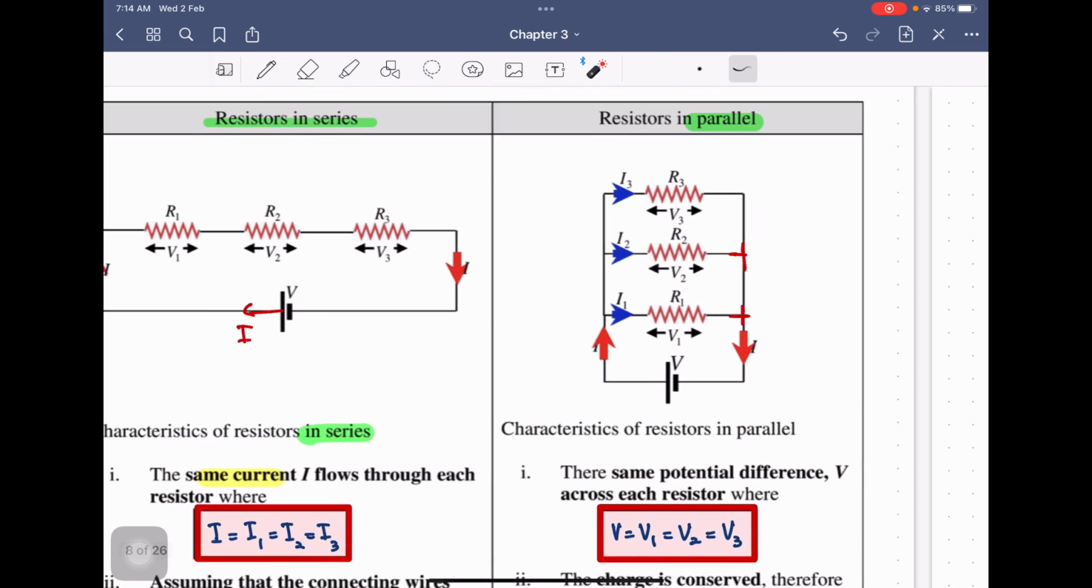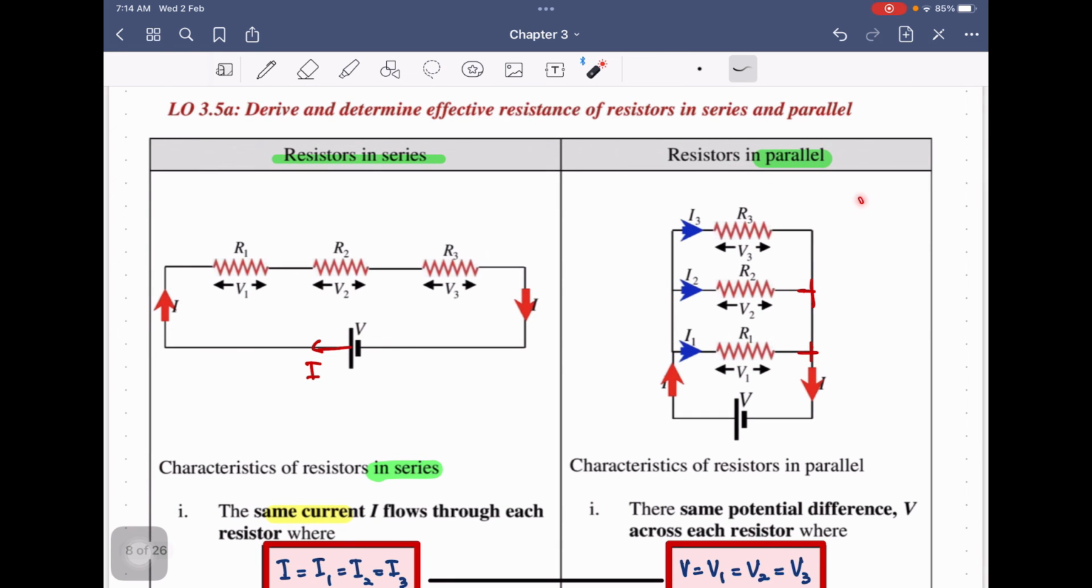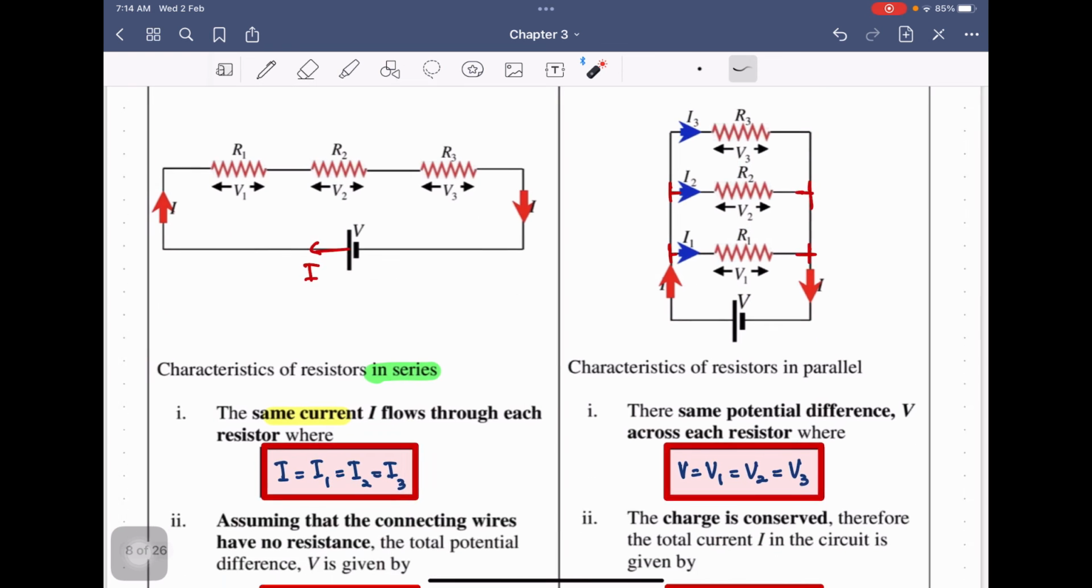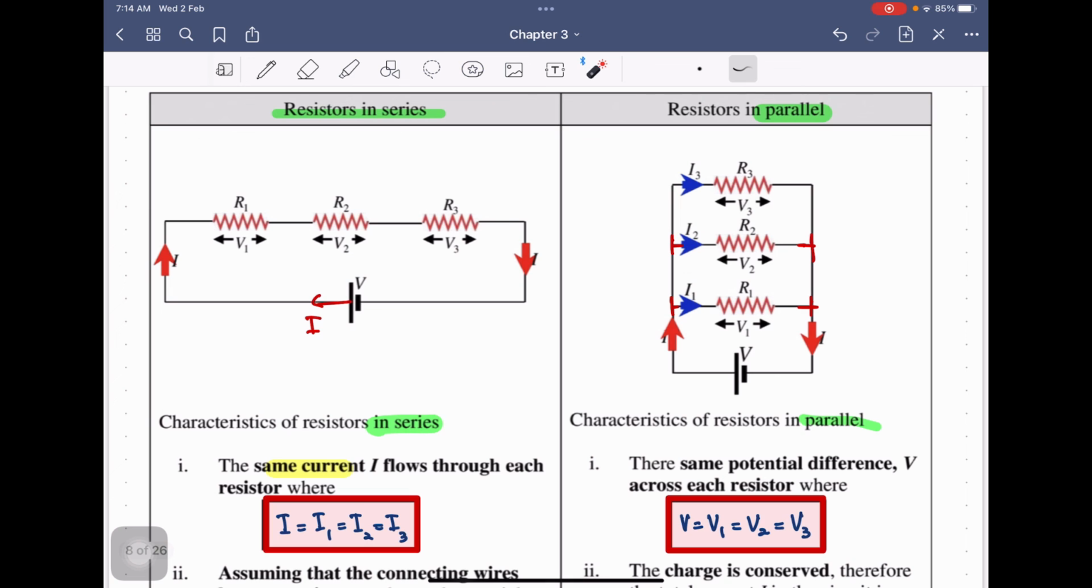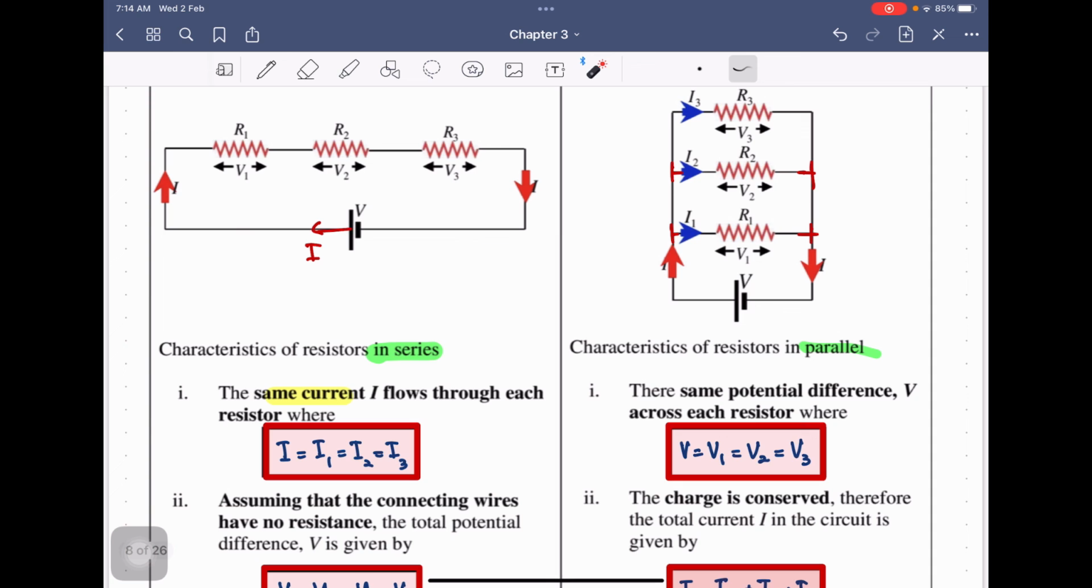Alright. Now kita lihat kepada resistors in parallel. Macam mana kita nak detect gabungan secara parallel? Secara parallel dia jumpa apa? Dia jumpa T junction, simpang 3. Alright. So kita nak lihat apakah kriteria yang ada untuk resistor secara parallel. Apa yang kita boleh dapati? Total voltage kat sini adalah sama dengan V across R1, sama dengan V across R2, sama dengan V across R3. So apa yang sama? The same potential difference across each resistor is the same.